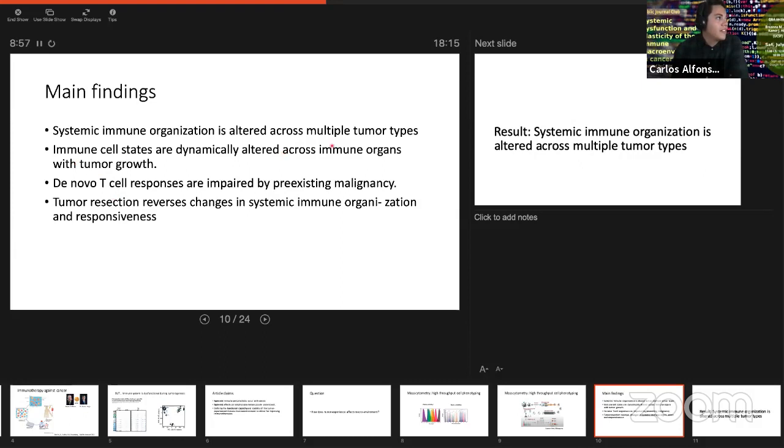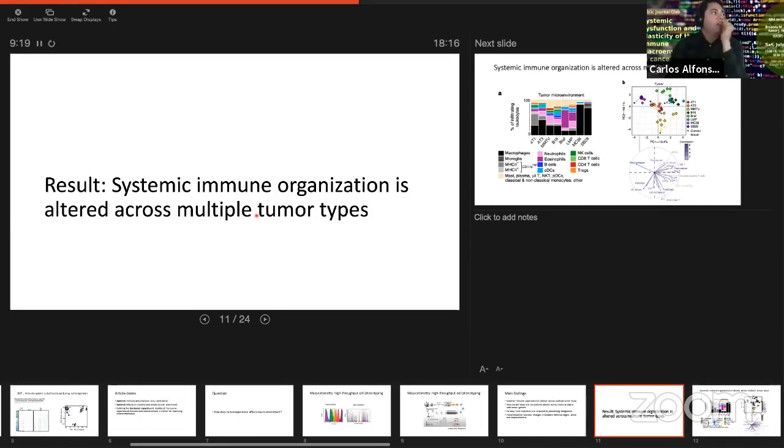So the main findings of the paper that we are going to discuss today are that systemic immune organization is altered across multiple tumor types. We are going to discuss how immune cell states are dynamically altered across immune organs with tumor growth, and how novel T cell responses are impaired in persistent malignancies, and how tumor resection reverses systemic immune organization and responsiveness. So the first result that we are going to discuss is about the systemic immune organization and how it's affected across multiple tumor models.